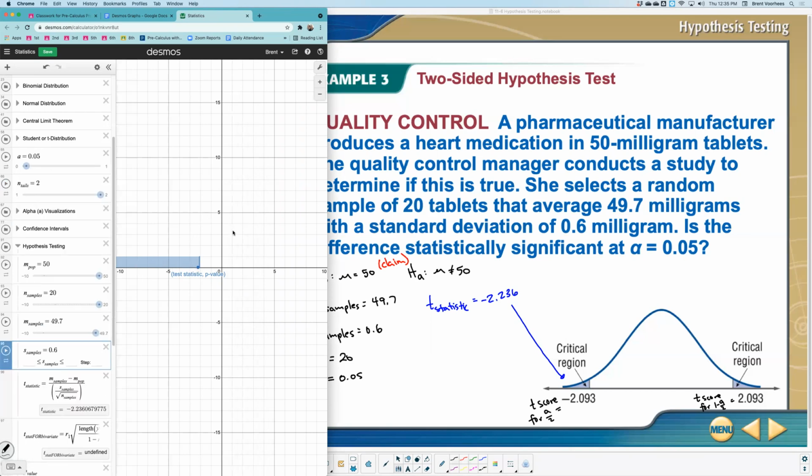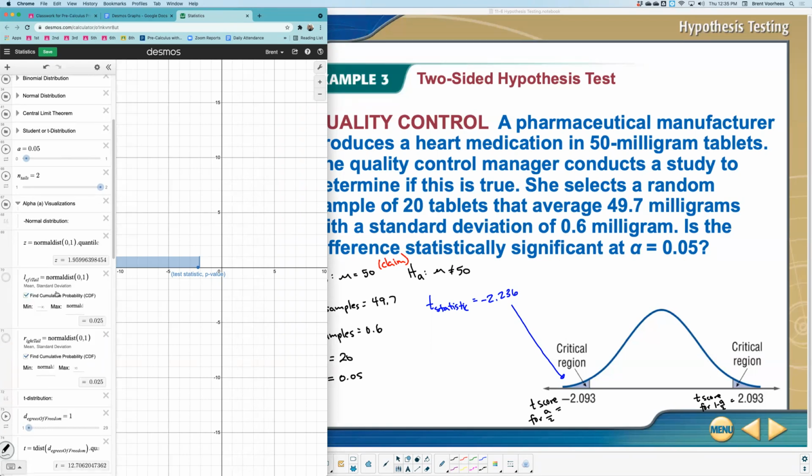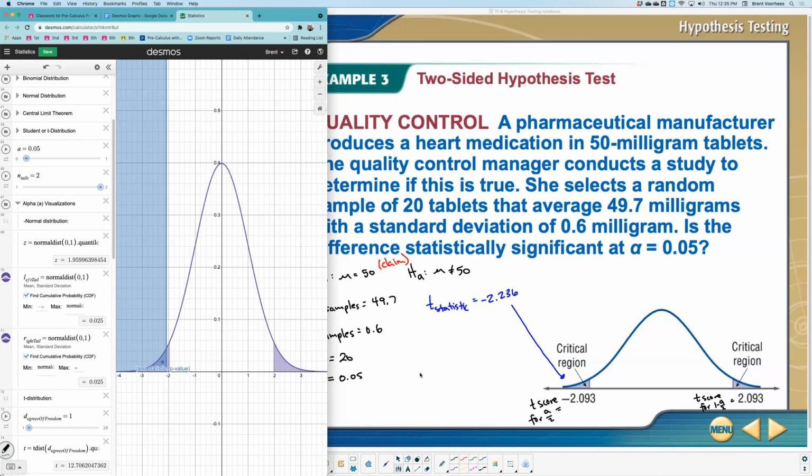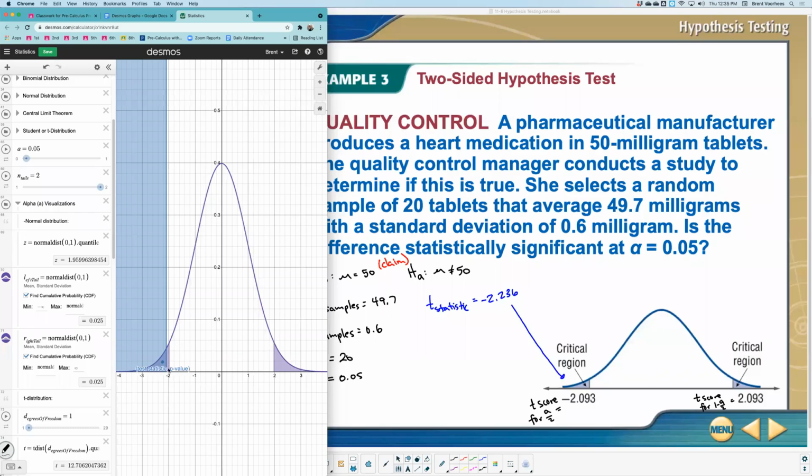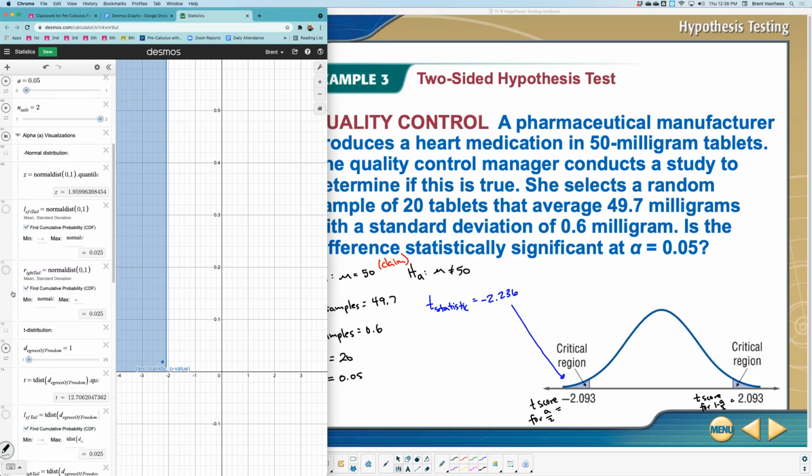Now, if you're wanting to know where's the whole distribution, you need to go to the alpha visualizations and turn that on. So in this particular case, I would turn on both the left tail and the right tail. I can zoom in. And you might look and say, well, that's not exactly equal. And that's because I made a mistake. I turned on the normal distribution. Let me fix this. I need to turn on the t distribution.